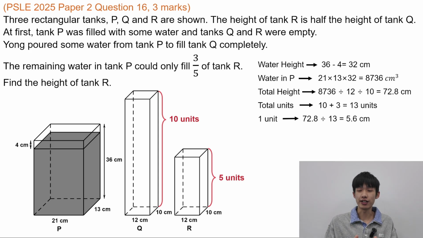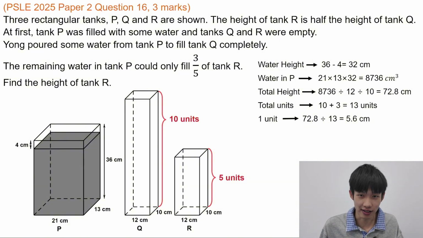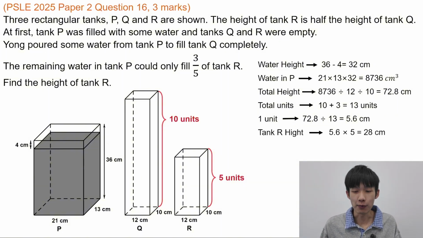Now 1 unit height is 5.6, and 5 units, which is the height of R, should be how much? And that will give us the answer. It will be equal to 5.6 times 5, which gives us 28 centimeters. So the answer is 28. Question solved. Very well done.